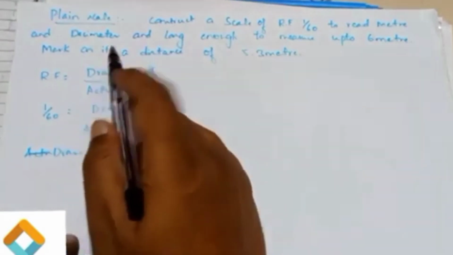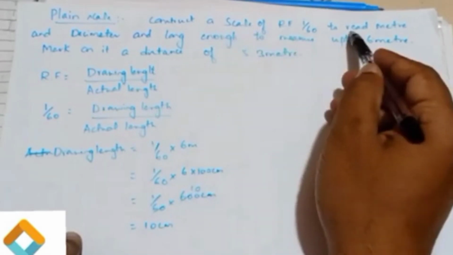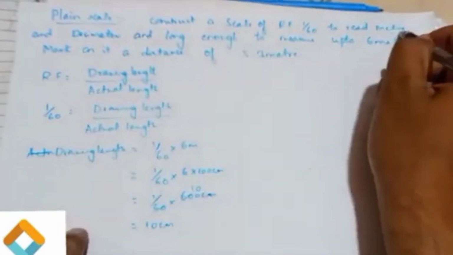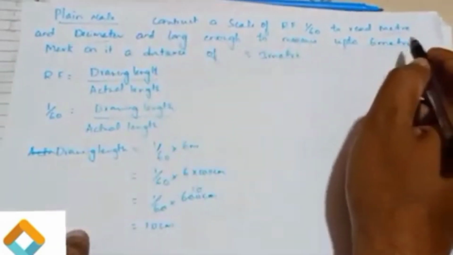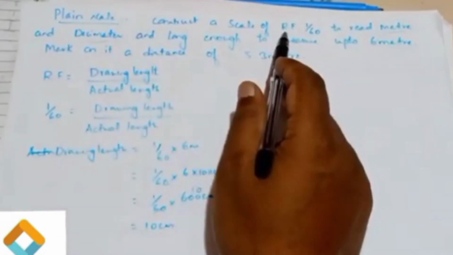So today we are going to see a problem on plain scale. Construct a scale of RF 1 by 60 to read meter and decimeter and long enough to measure 6 meter. Here two scales are given, meter and decimeter. Mark on it a distance of 5.3 meter.